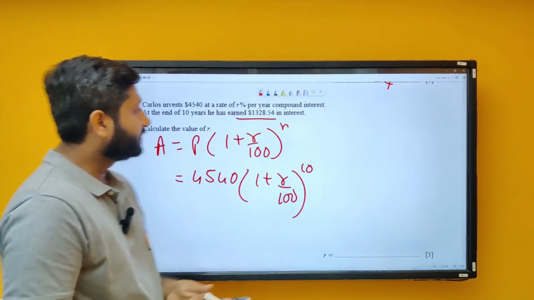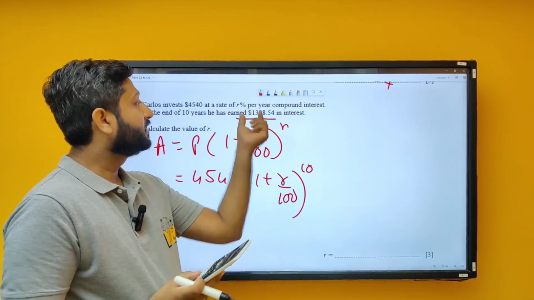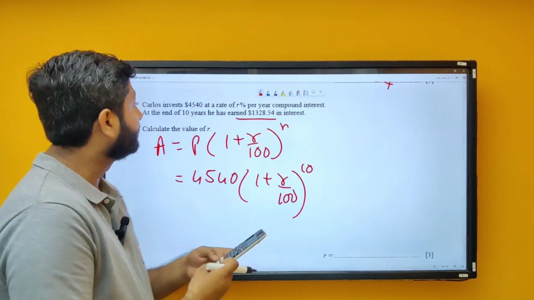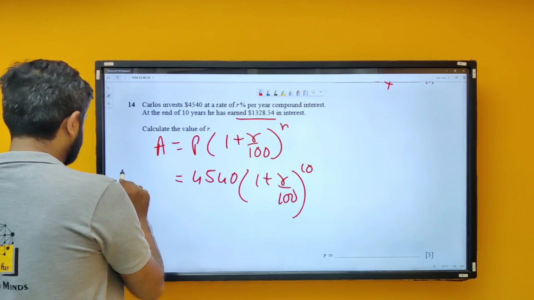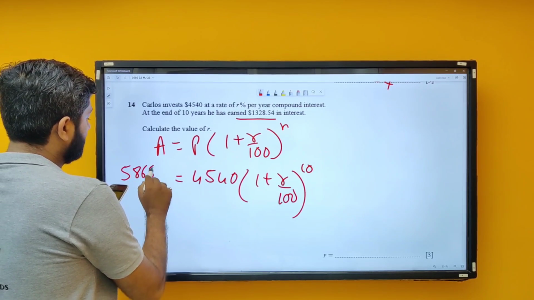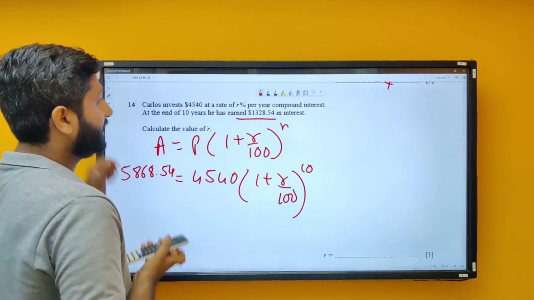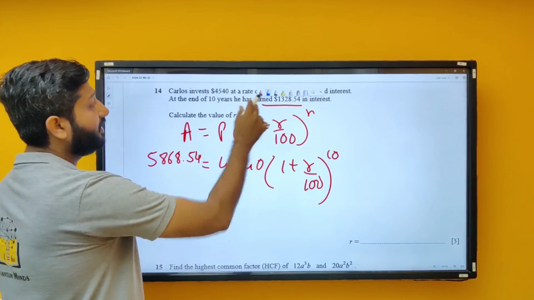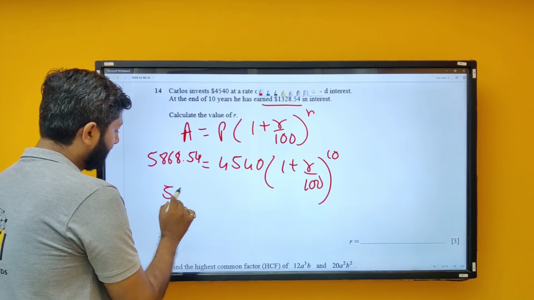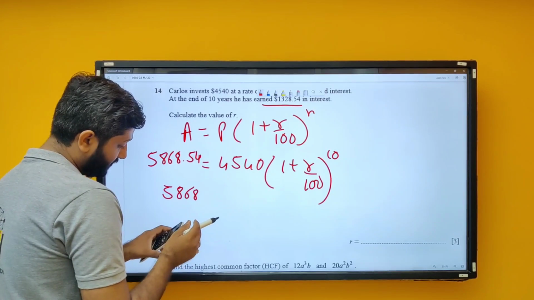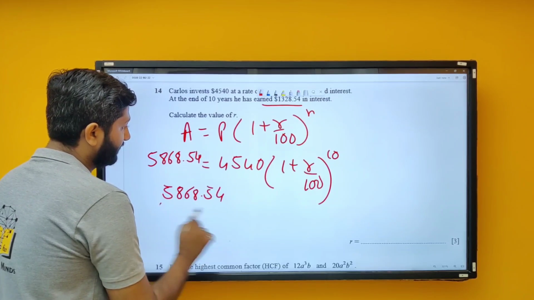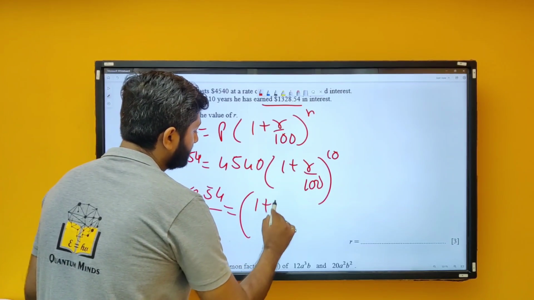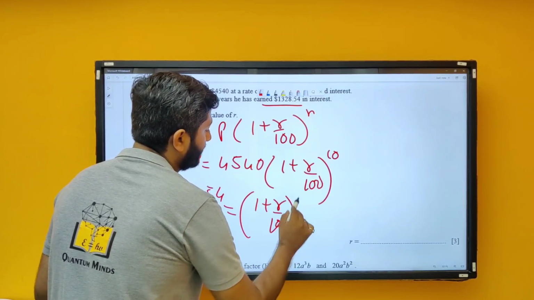And what was the amount? The amount is principal plus interest, which is 4540 plus 1328.54. So the amount is 5868.54. This is my amount. So 5868.54 divided by 4540 is equal to 1 plus R upon 100 power 10.